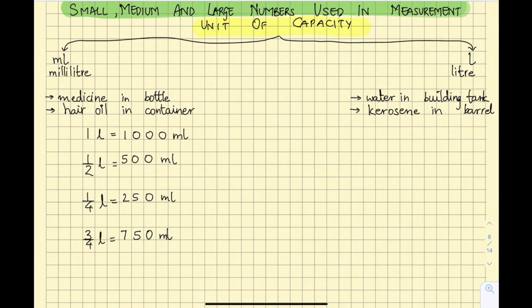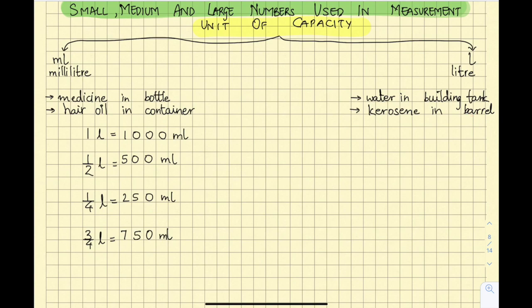So here we have unit of capacity. Capacity is the quantity of liquid measurement. So ml is milliliter, which is the smallest one, and large one we have L, that is liter. So milliliter is used to measure small quantities. For example, measuring of medicine in bottle or hair oil in container. And liter is used for measuring larger quantities, for example, water in building tank or kerosene in barrel.